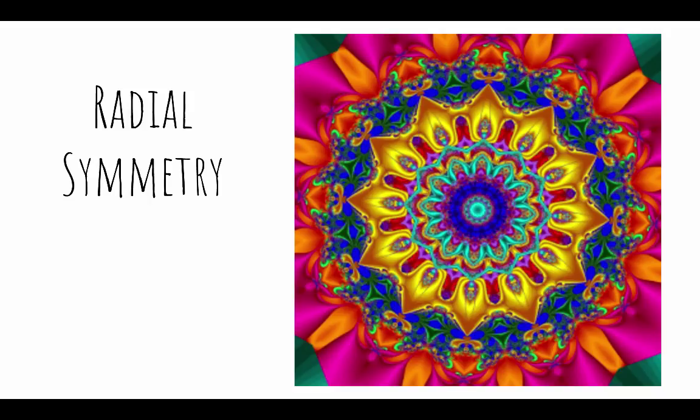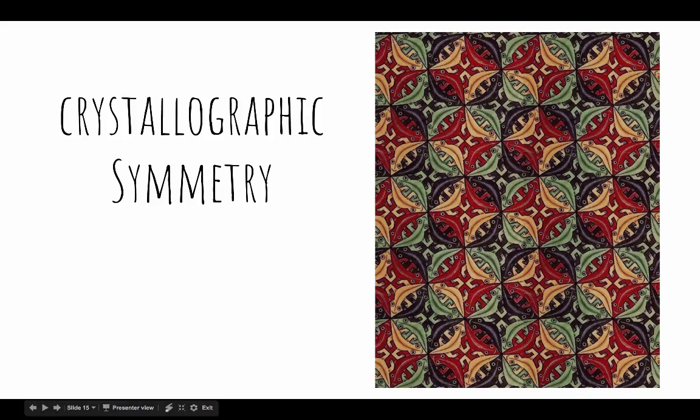Radial symmetry is used in mandalas. You see it a lot in sort of religious imagery, rose windows. Various cultures use radial symmetry in some sort of spiritual sense. We also see it in nature, which I'll show you in a second, but radial symmetry goes around from a center point.